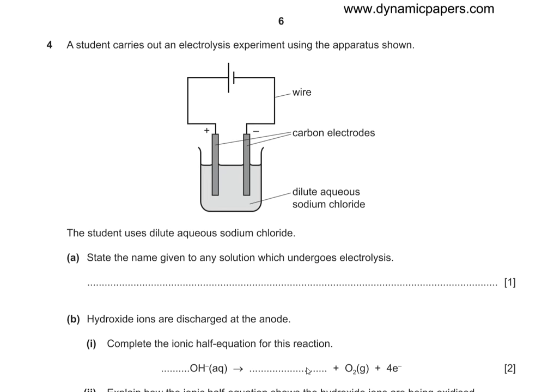A student carries out an electrolysis experiment using the apparatus shown. So over here we have a wire, carbon electrodes, and dilute aqueous sodium chloride. The student uses dilute aqueous sodium chloride. State the name given to any solution which undergoes electrolysis. So the solution used in electrolysis is called electrolyte.